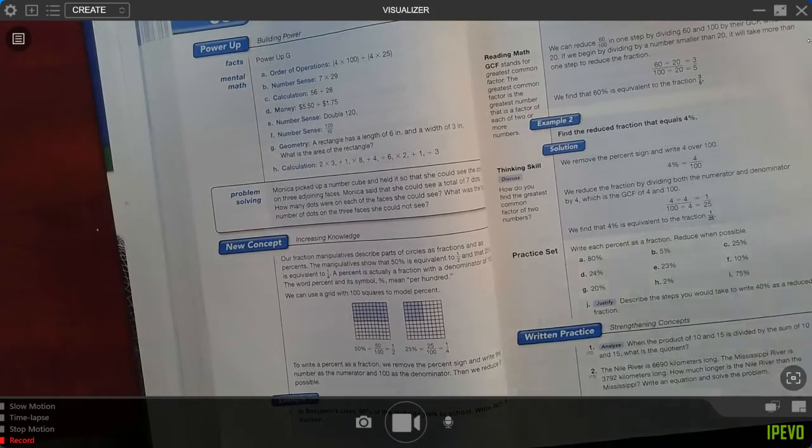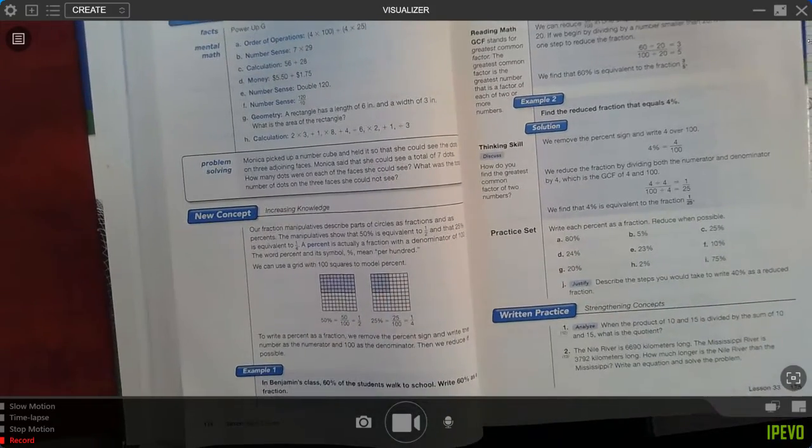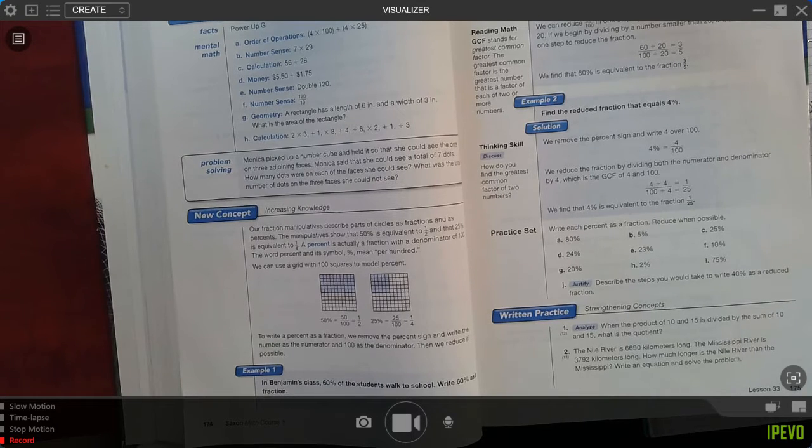Let's just follow along with what they got here. In Benjamin's class, 60% of the students walk to school. Write 60% as a fraction. Okay. Yeah, let's not deal with sales just yet if the book isn't even asking for it right now.